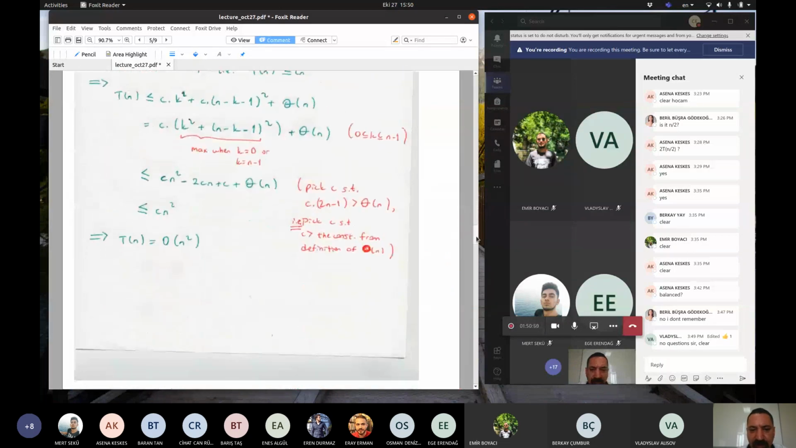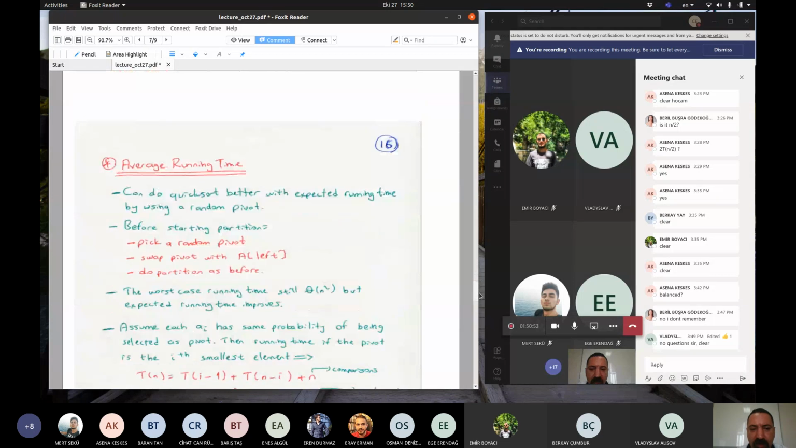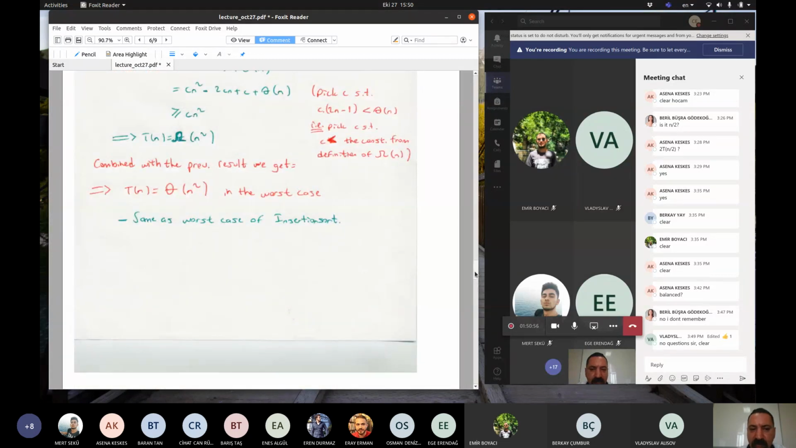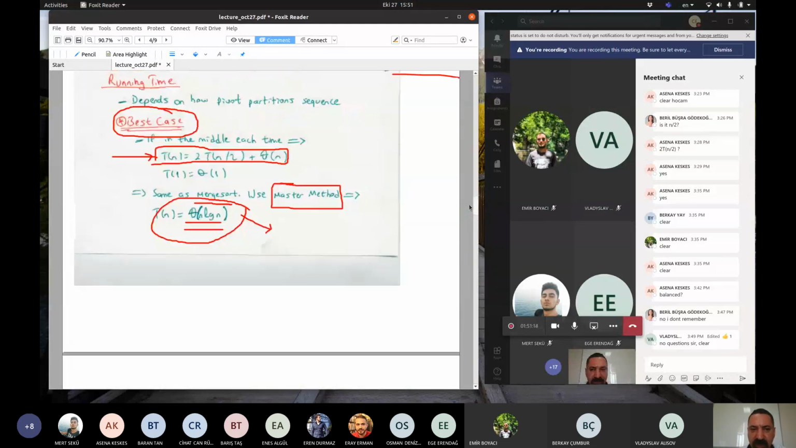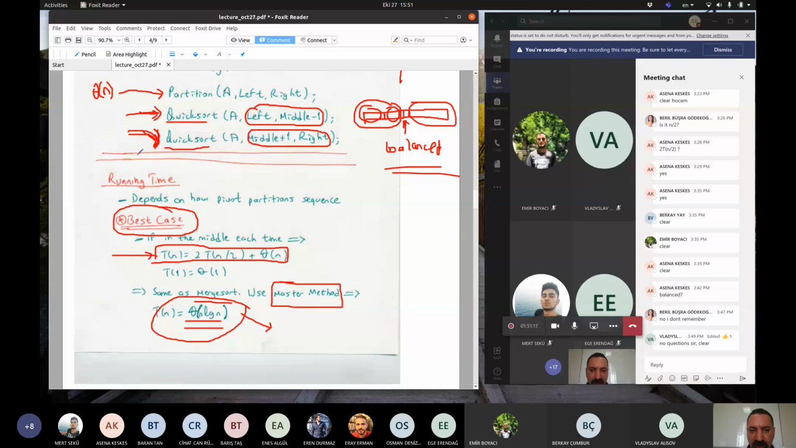So if you don't have any further questions regarding this, we will have one more type of running time analysis for quicksort, which we will call average case running time. But since we don't have time to discuss it, we will leave it for next week. We have seen best case analysis and worst case analysis, and in the first lecture next week we will talk about the average case analysis of the quicksort algorithm. So if you don't have any further questions, let's stop here then.